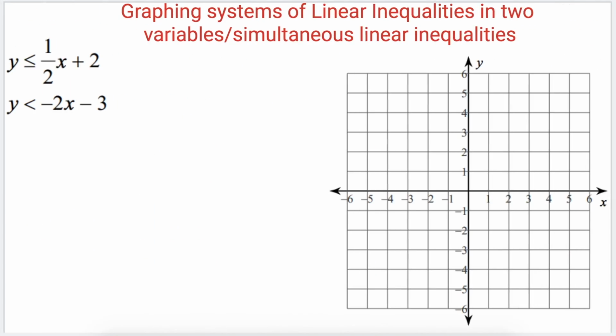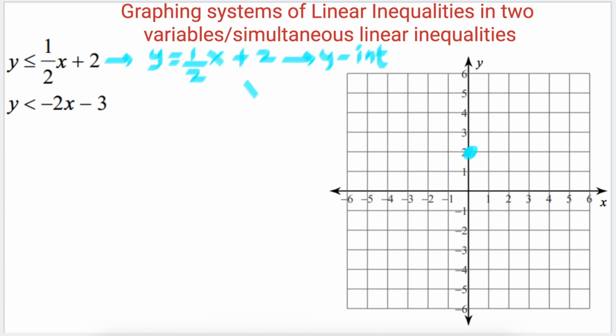In the second example, we have two inequalities. Y is less than or equal to 1/2 x plus 2 and y is less than negative 2x minus 3. We are going to graph each inequality one at a time. So the first one, we're going to convert it into an equation, and then after converting that inequality into an equation, we identify the y-intercept. So the y-intercept in this case is the number 2. So we're going to indicate the positive 2 on the y-axis here.